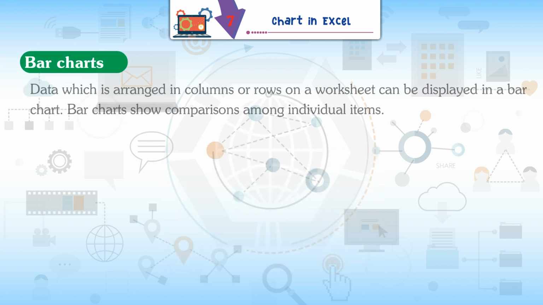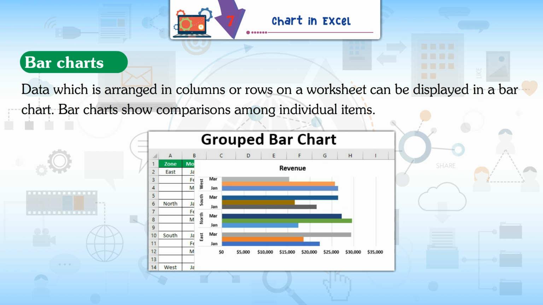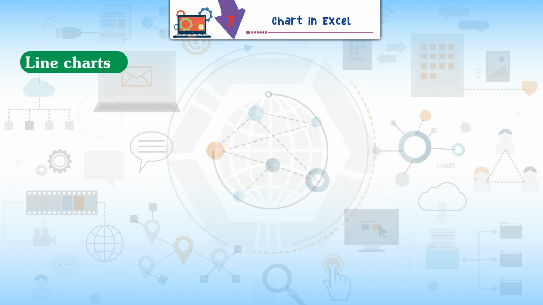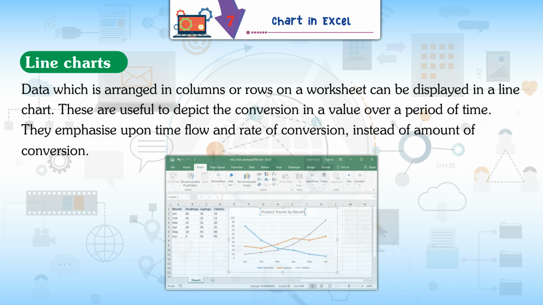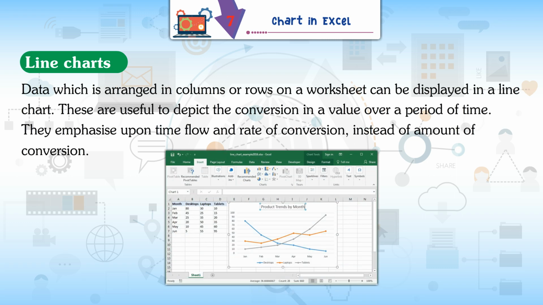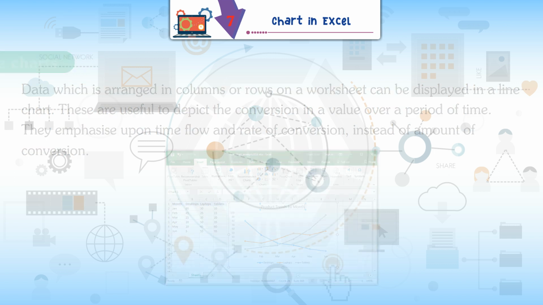Bar charts. Data which is arranged in columns or rows on a worksheet can be displayed in a bar chart. Bar charts show comparisons among individual items. Line charts. Data which is arranged in columns or rows on a worksheet can be displayed in a line chart. These are useful to depict the change in a value over a period of time. They emphasize time flow and rate of change instead of amount of change.